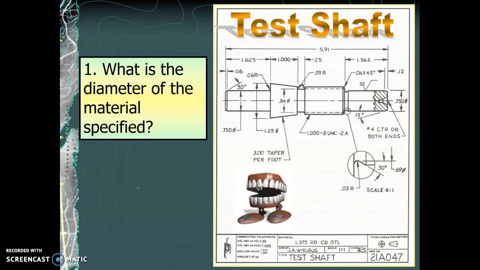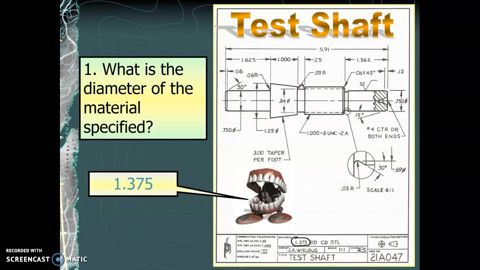But what is the diameter of the material specified? So again, I want to remind you that sometimes the information we're looking for is not found in the drawing, but instead in the title block. So the material that was used to make this test shaft was a 1 3/8 inch diameter piece of stock material. So 1.375 is the answer.